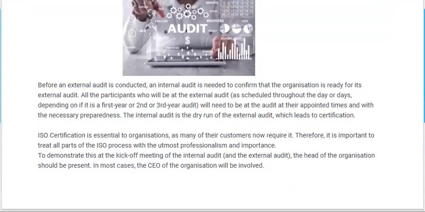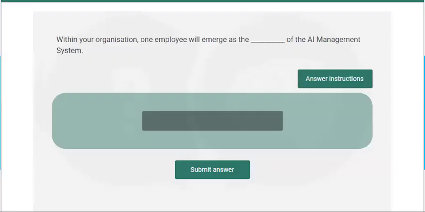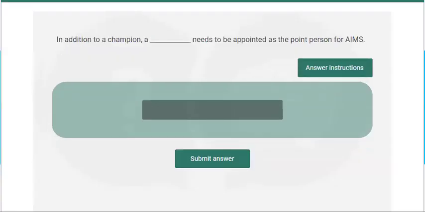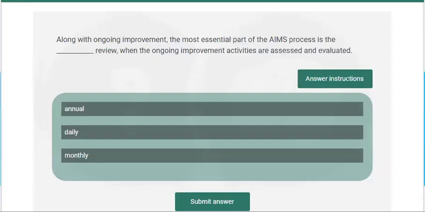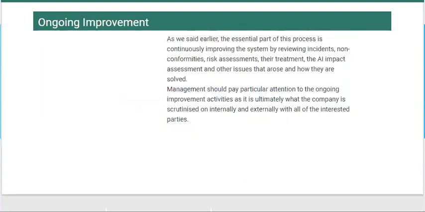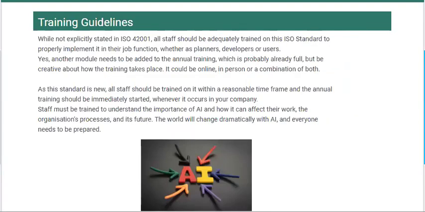Training guidelines. While not explicitly stated in ISO 42001, all staff should be adequately trained on this ISO standard to properly implement it in their job function, whether as planners, developers, or users. Yes, another module needs to be added to the annual training, which is probably already full, but be creative about how the training takes place. It could be online, in person, or a combination of both.